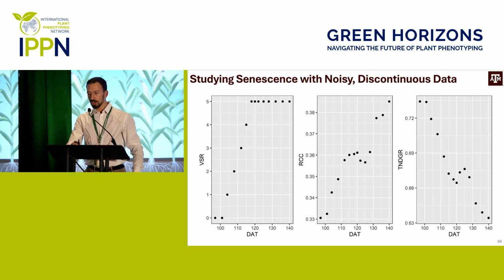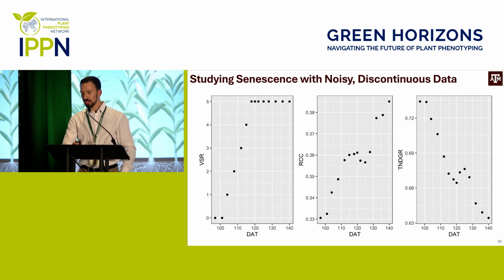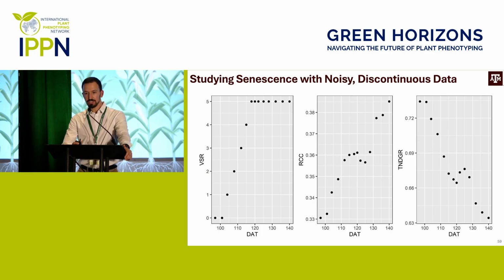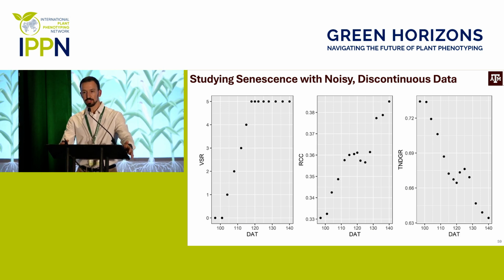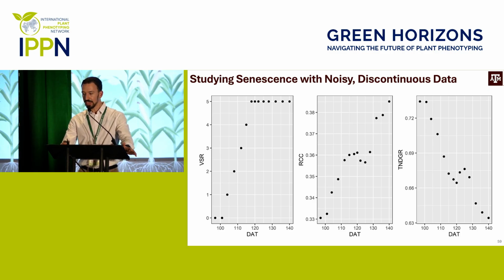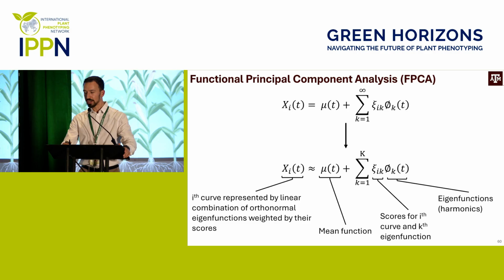So the issue, regardless of the type of senescence metric we're working with, is that the data set is noisy and discontinuous. And so you can see that on the left, we have the visual score and then the two different vegetation indices. And regardless of which you're looking at, it's not a true representation of the underlying process. So we want to find a way to recover the smooth underlying phenotype that actually makes up senescence, because it's not happening in a discontinuous way. And so the tool that we're going to use for that is functional principal component analysis.